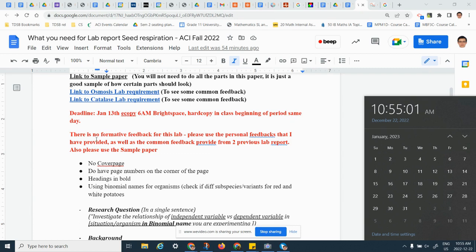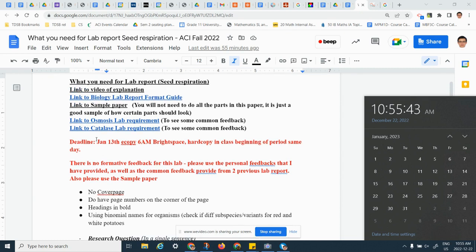Now, there is no formative feedback draft offered for this lab. Okay? At this point, you have written 2 lab reports. If you got the formative feedback from before, you actually have 2 personal feedbacks. Actually, no. Even if you didn't get formative feedback, you have 2 personal feedbacks from your previous labs and 2 common feedbacks from your previous labs. And if you get formative feedbacks, you also get to see those too. So hopefully by this time, you have a good idea of what the expectation is.